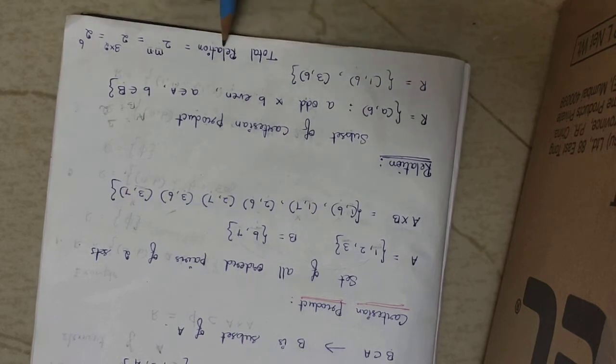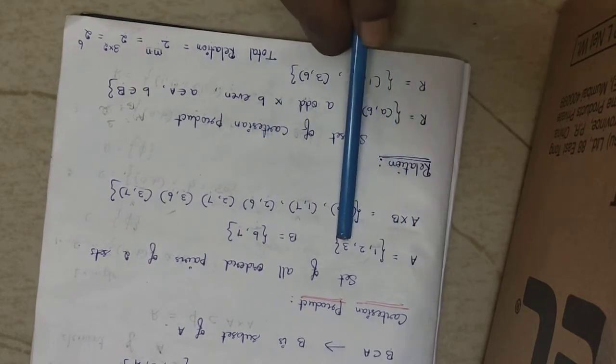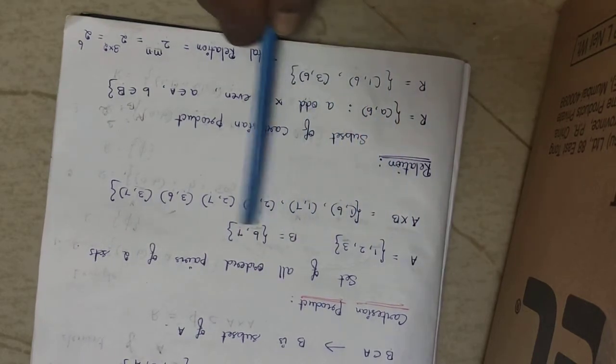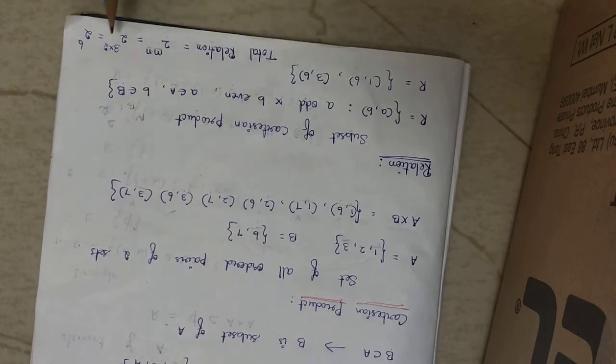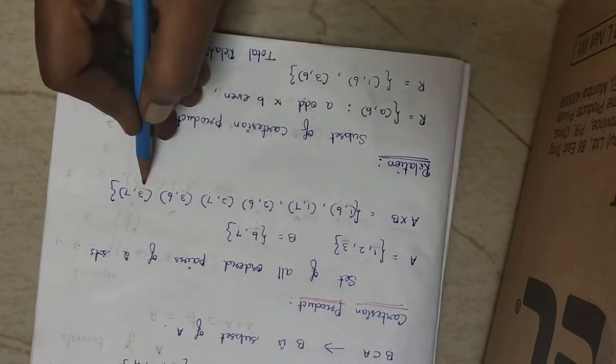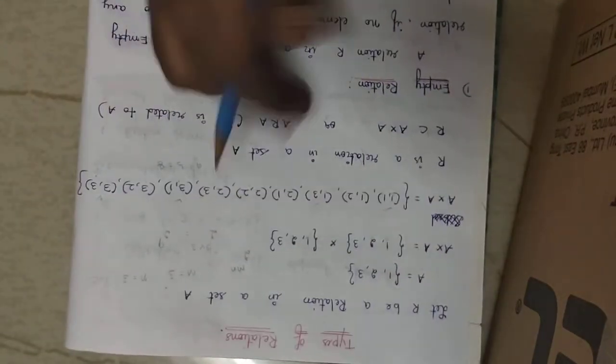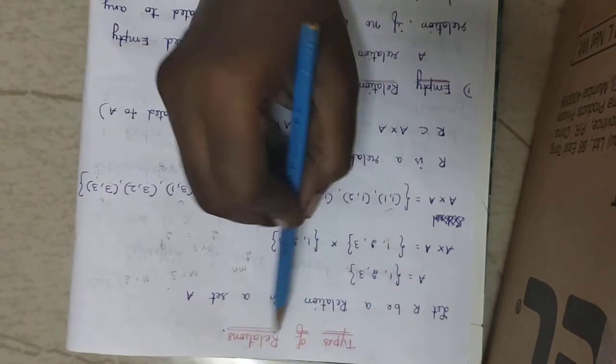Now the total number of relations for this given set. See, in the set A I have 3 elements and in the set B I have 2 elements, that is 3 into 2. 2 to the power mn. m is the number of elements in set A, n is the number of elements in set B. So 2 to the power 3 into 2 will be 2 to the power 6. Therefore 6 elements are there in the Cartesian product. Now the next one is types of relation.